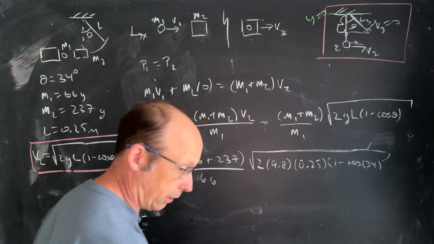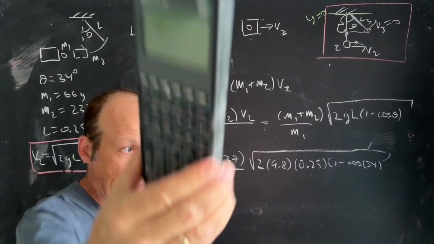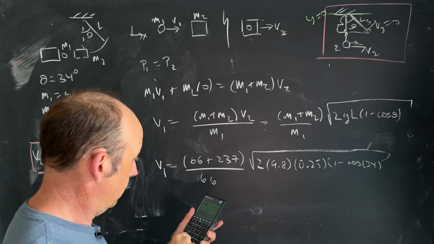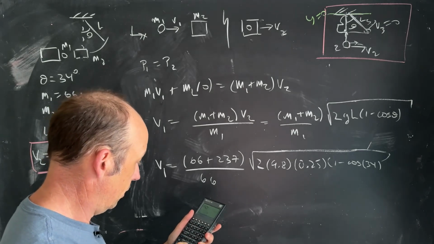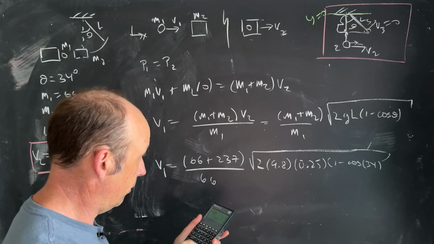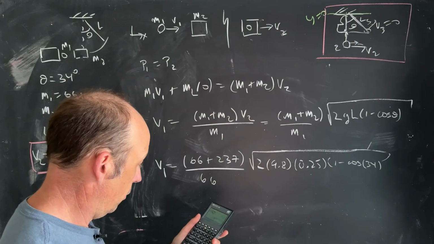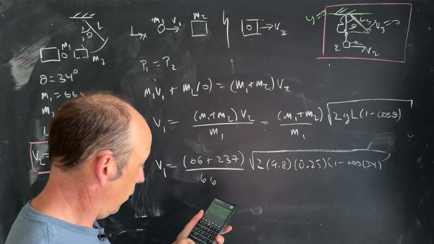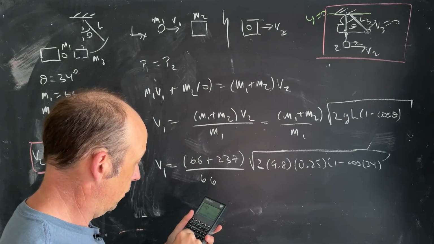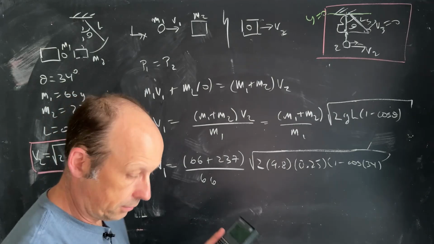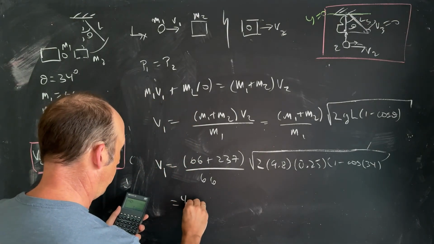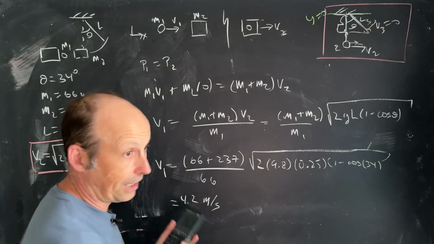And let's put that in our calculator. I have my calculator. 66, 237 plus 66 divided by 2, enter, 9.8 times 0.25 times 1, enter, 34 cosine minus, times square root, times. And I get 4.2 meters per second, which seems reasonable.